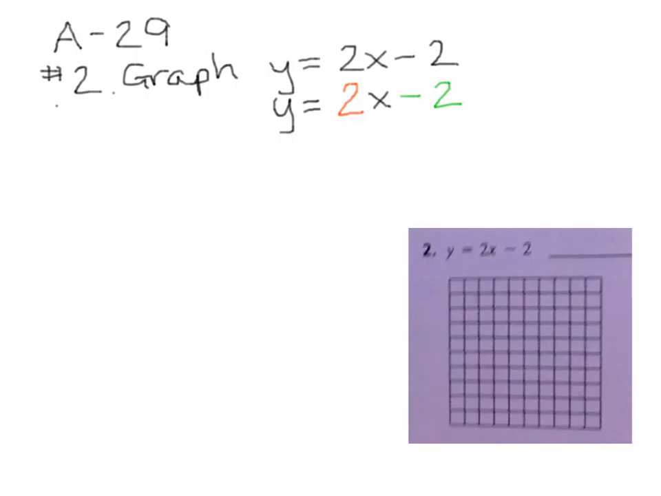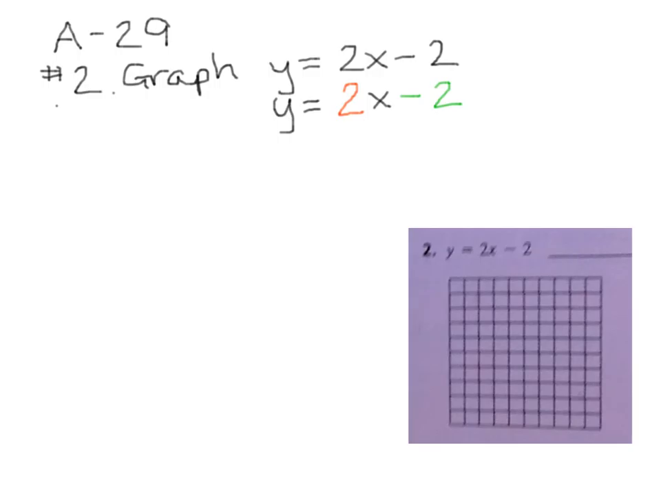Okay, so this is A-29. I'm going to do number 2. I took a nice picture of the problem. It's all set to go. And now I'm going to go ahead and graph this. So I have y is equal to 2x minus 2.